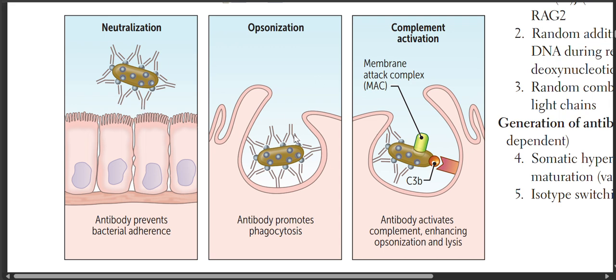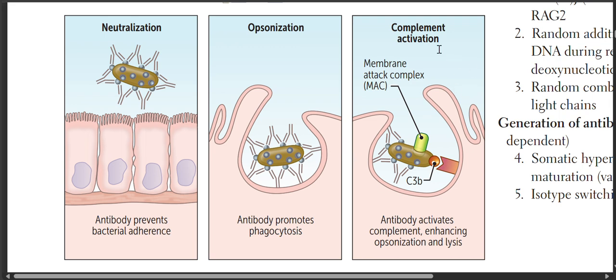Next is opsonization. Opsonization, as I told you, is when one antibody can bind multiple different bacteria, and that allows for easy phagocytosis. Here the example that they've given is a little different: all of these antibodies are on the cell surface, and because they're on the cell surface, they completely enclose the bacteria, which allows for easy opsonization. So those are the two variations of opsonization.